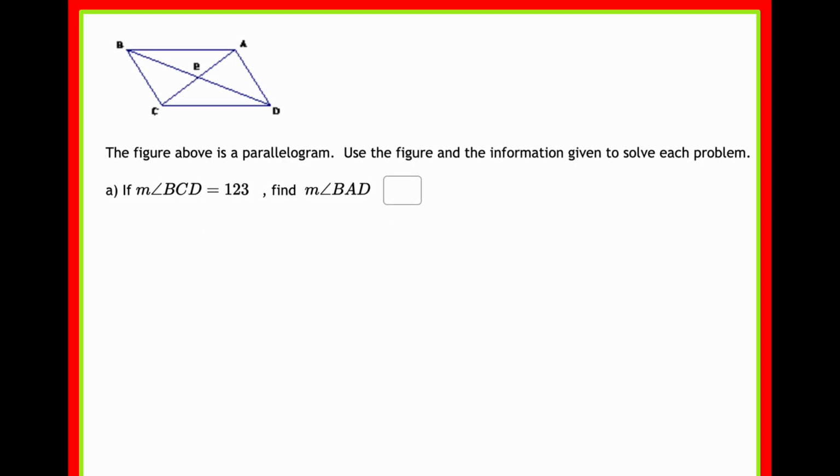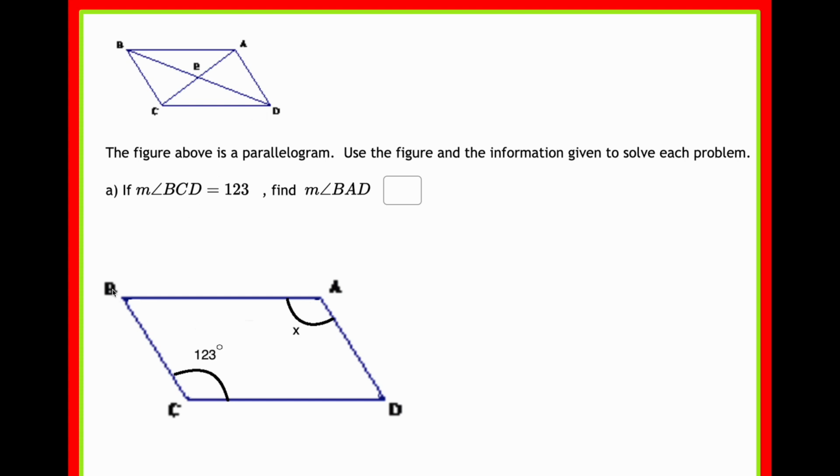Let's go ahead and start with letter A. We have, if the measure of angle BCD is 123, find the measure of angle BAD. Going to our figure, here's our parallelogram ABCD. Let's enlarge that. We know that angle BCD is 123. Go ahead and label the 123. We're looking for angle BAD, which I labeled as letter X.